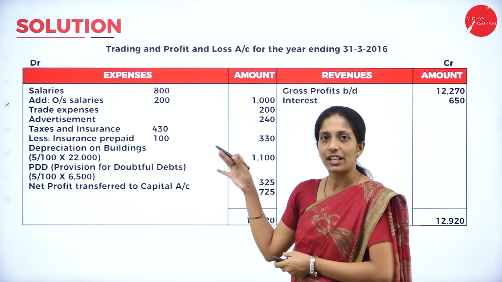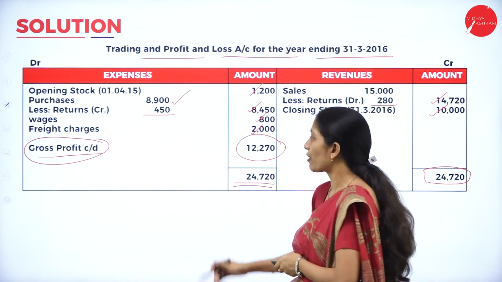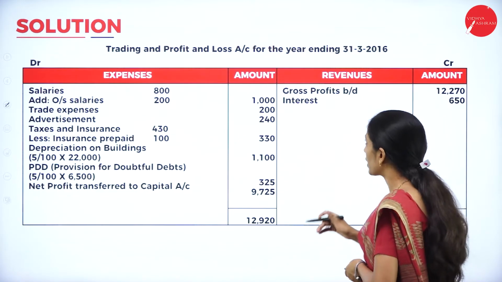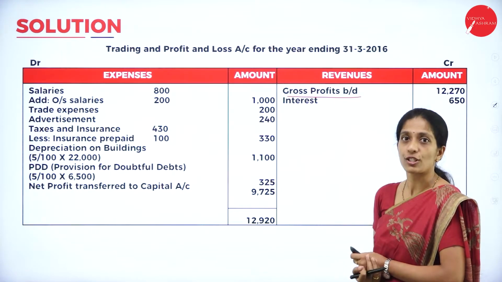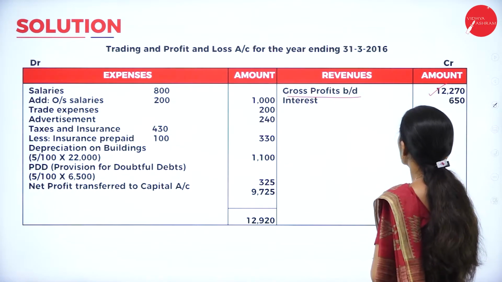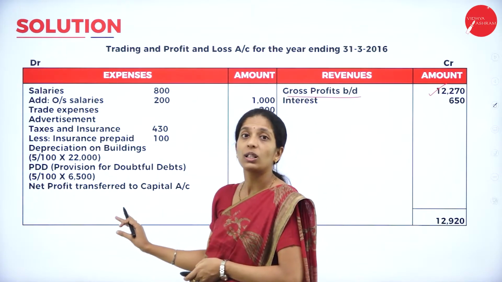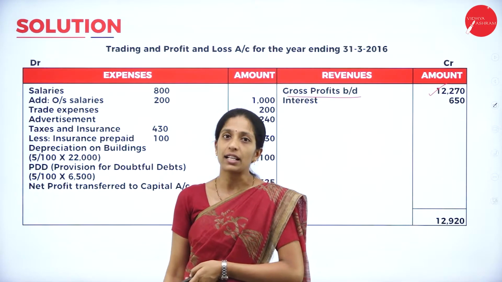So it is a continuation here. So how we have to do? We got the gross profit of rupees 12,270. So bring that gross profit. So gross profit brought down. So we have to continue with gross profit brought down 12,270. Next, in the debit side, you will record all the indirect expenses, and in the credit side, indirect income.